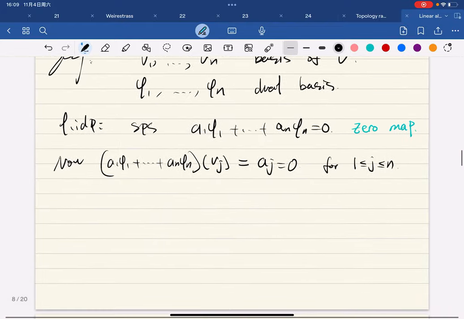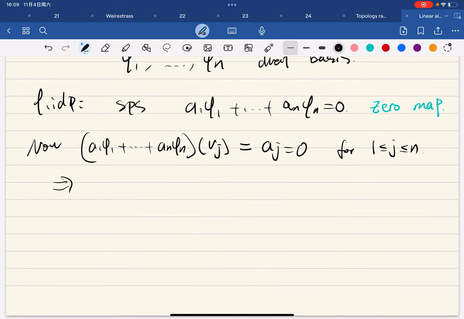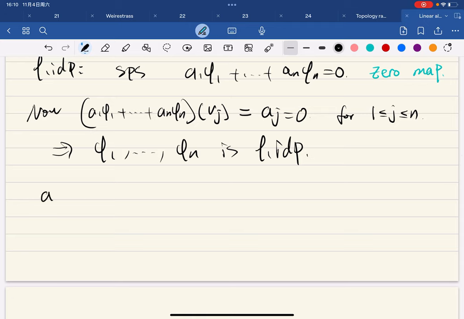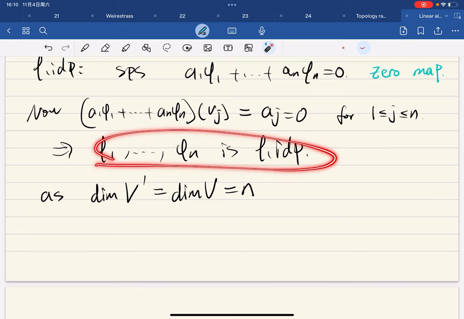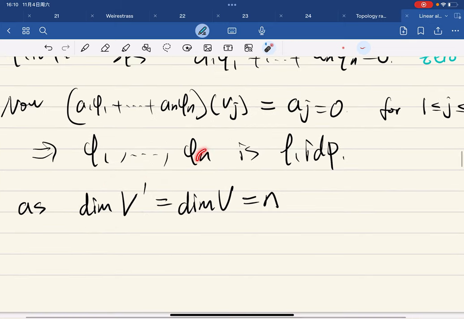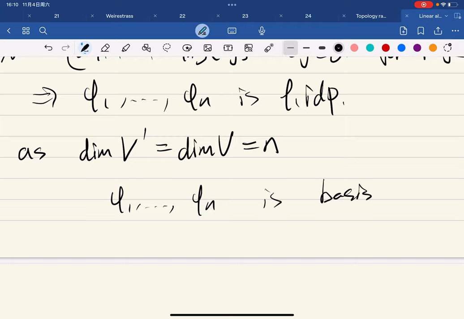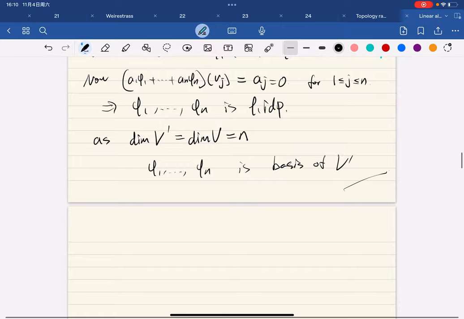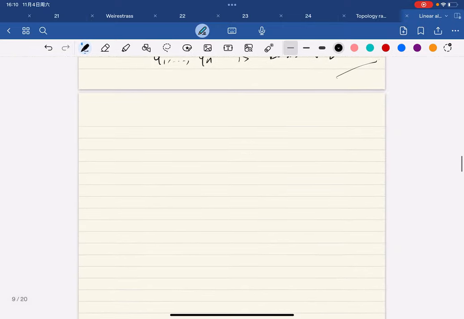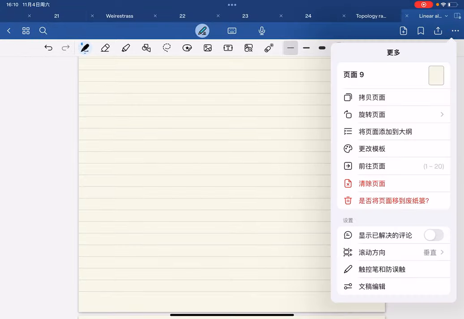Now we have this 0, which means that phi 1, ..., phi n is linearly independent. Now, as we know this is true, this is a linearly independent set of vectors with length n, right? So, we're done. Okay, let's delete this page.